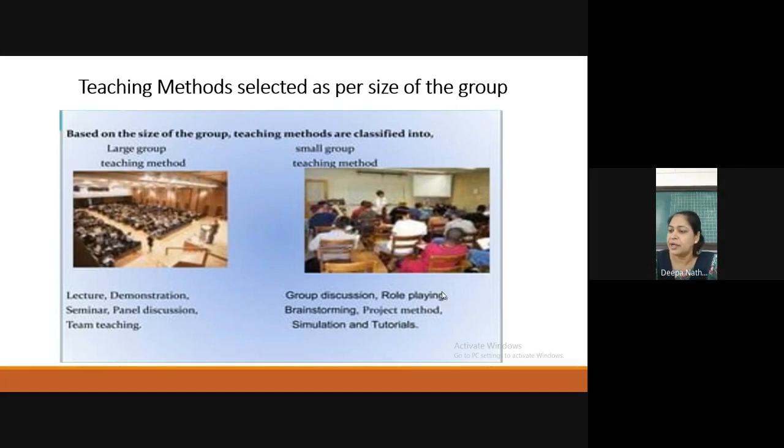As a facilitator or a teacher, I would like to bring to your notice how you select which method to use for the students, depending upon a large group or a small group teaching method. For a large group, lecture demonstrations, seminar panel discussions, or team teaching can be very effective, where you have an audience of around 50, 70 or 100. Where I have a very small group like 10, 12, 15, or 20, group based discussions, role play, brainstorming, project method, simulations, and tutorials, where you can sit one to one with the student and explain the outcome, and it can help them to do that particular task. But for a large scale group, we cannot do this because again the constraint of time and number comes there.